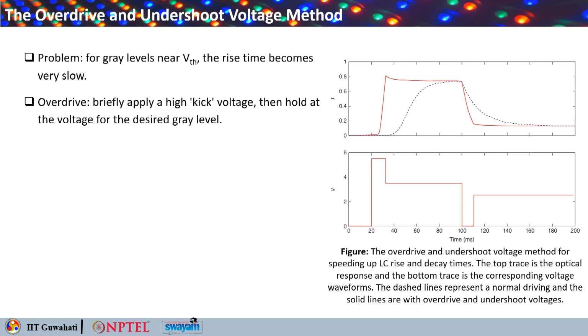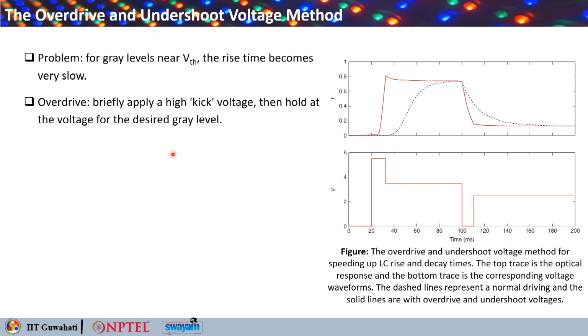So here we will look into the overdrive and the undershoot method. This is basically a signal processing style fix for the slow near threshold response which was identified earlier. Let us consider a normally black vertical alignment cell which is biased just below the threshold. For an intermediate gray level only slightly above the threshold voltage, tau rise tells us that the rise time would be very slow if we simply applied the target voltage directly.